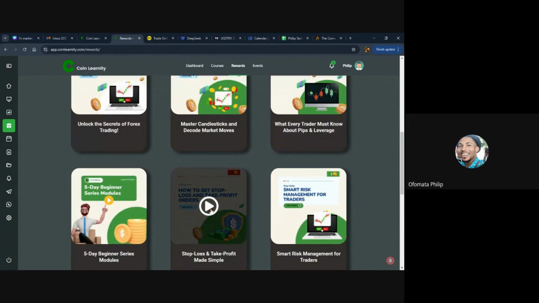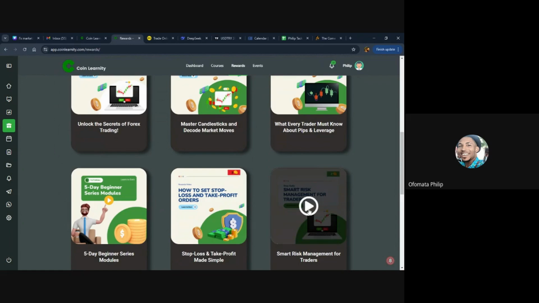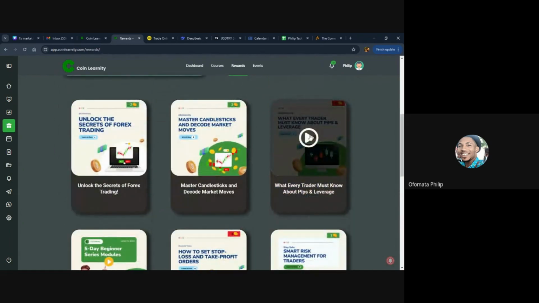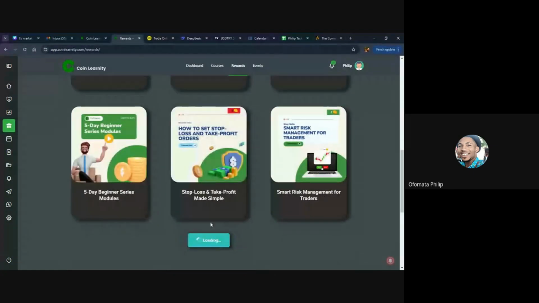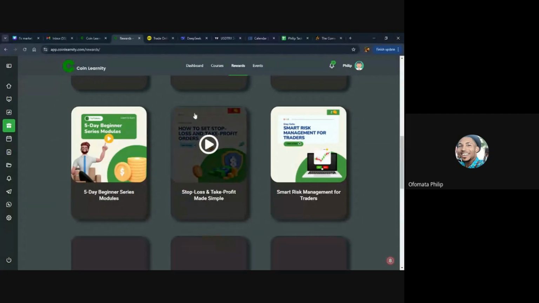You can see how to set your leverage here. You can see risk management here. You can see what you need to know about leverage and everything. You can see candlestick patterns and candlestick moves. You can learn them here. You can learn trading, how to carry out analysis, in these videos.